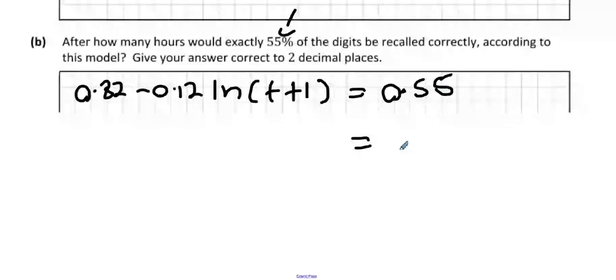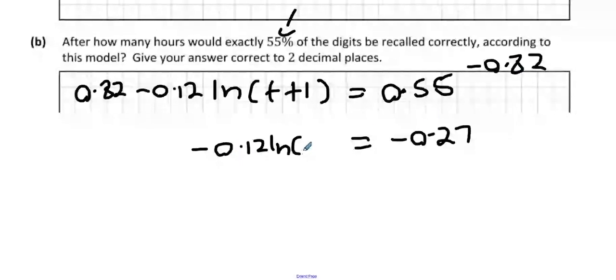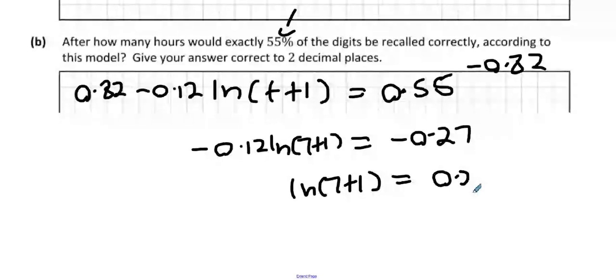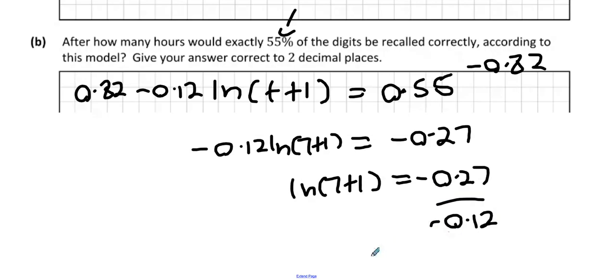So that's minus 0.27, is it? When I take away the 0.82. And then I need to divide it by minus 0.12. Now, what's 0.27 divided by 0.12? Just in the calculator if you can.